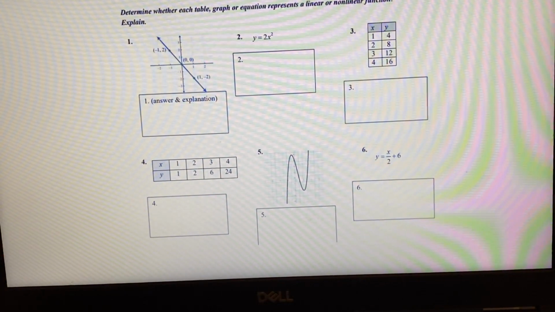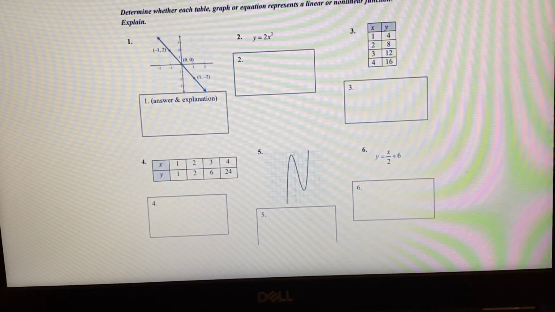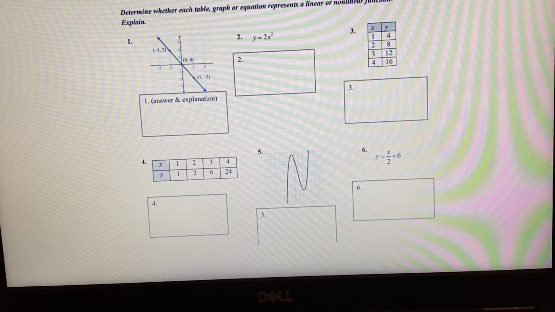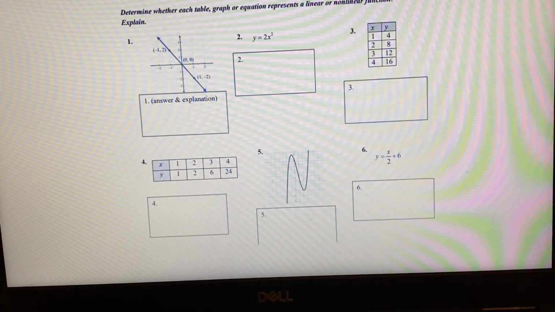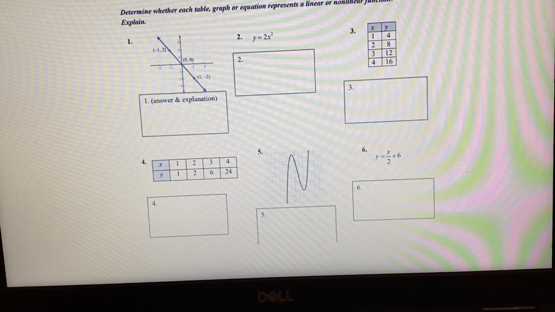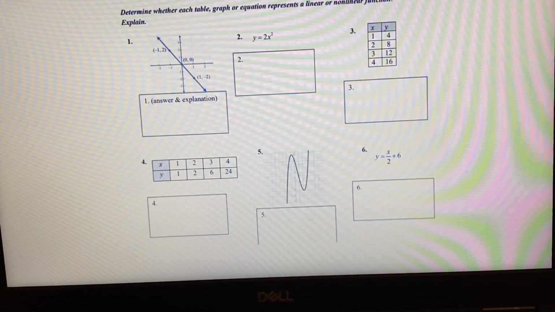Okay, and then there's going to be a second assignment there on Google Classroom. I want you to create a mini poster. I want this mini poster to have 3 different examples, a table, a graph, and an equation showing me the difference between what linear looks like and what nonlinear looks like, and that is also due Friday. So we've got 2 assignments to do, and they are both due Friday.